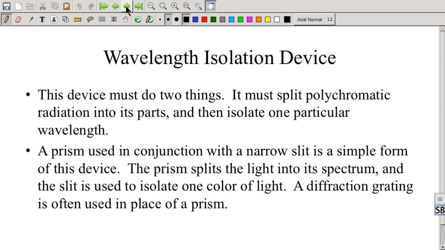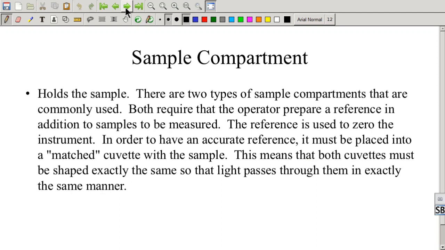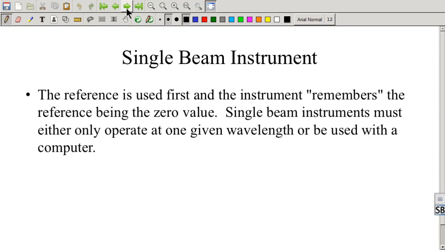The wavelength isolation device is some kind of mirror or prism or diffraction grating, depending on what it is. And it's often used in conjunction with a narrow slit. In other words, the beam of light that actually passes through the sample is usually about 1 millimeter or 2 wide or less. Okay. Sample compartment, it just holds the sample.